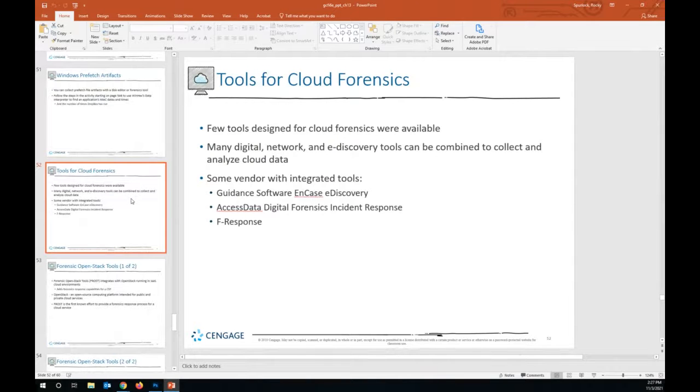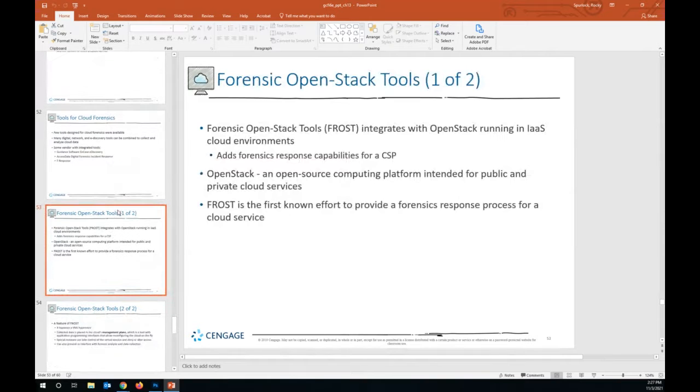There are some tools for cloud forensics. For example, you have tools that are integrated with digital e-discovery tools that are used to combine, collect, and analyze cloud data. For example, F-Response, Guidance Software's EnCase eDiscovery, and AccessData. All right, so some of these: the Forensic OpenStack Tools, or FROST, integrates with OpenStack and adds forensic response capabilities from a CSP.